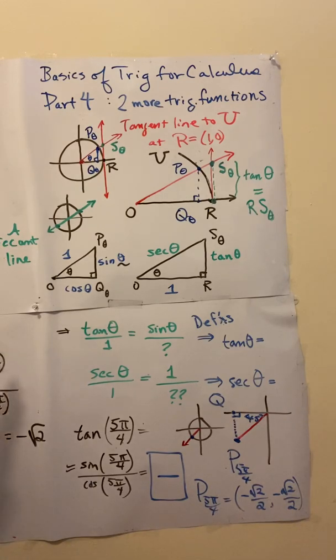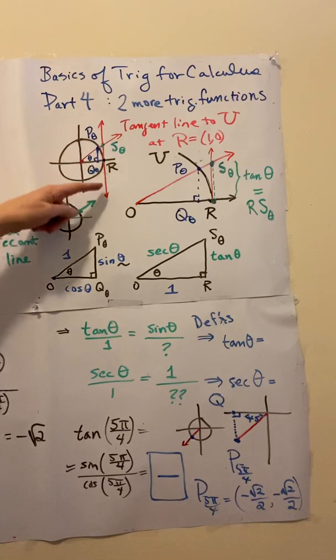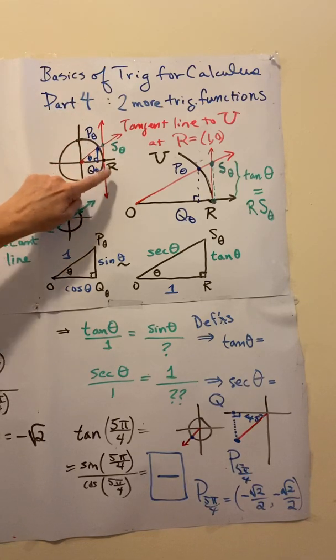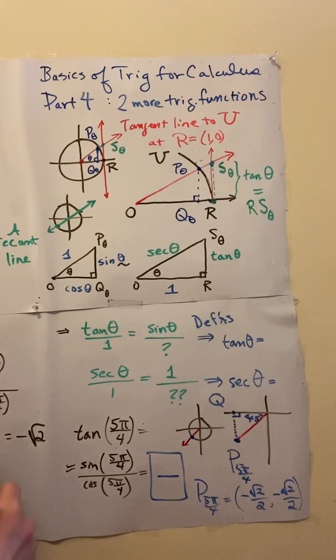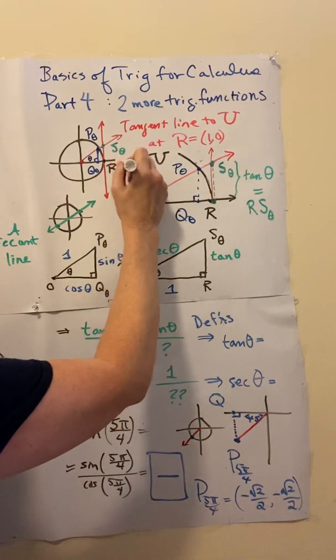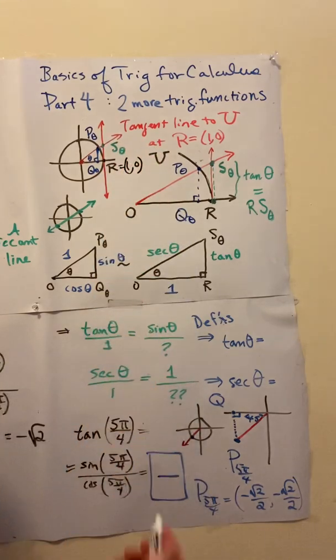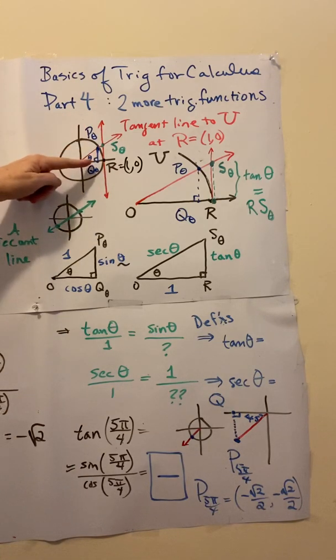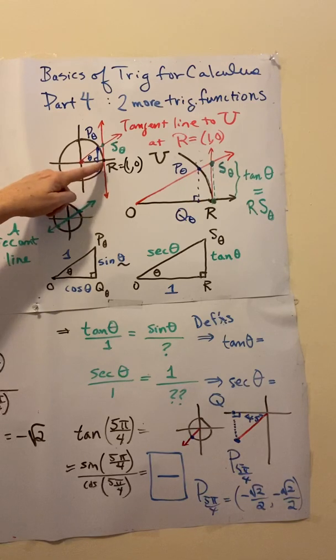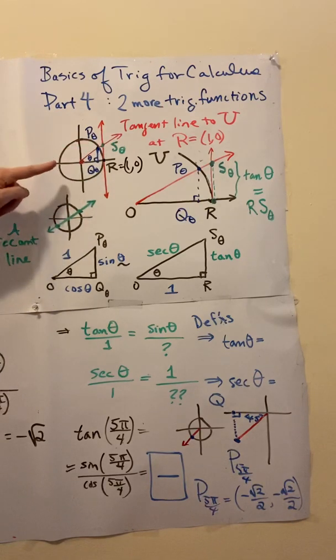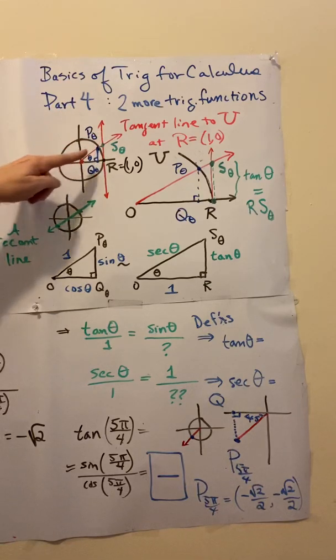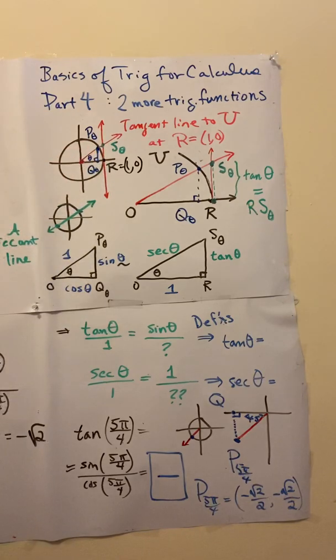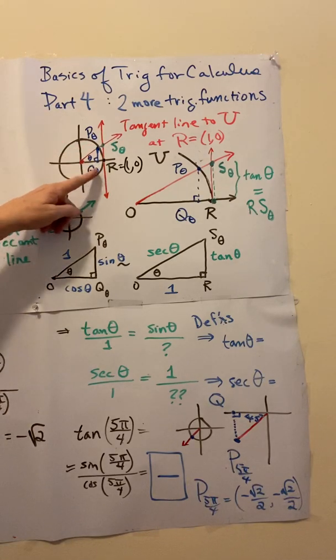On top of that, we attach what's called a tangent line to the point 1, 0, which I'll call R. With each theta, I generate a P sub theta, a Q sub theta, and there's R. Now I'm going to go up the tangent line to where it intersects the terminal ray of theta. We define that to be the point S sub theta. So O, P, Q, R, S.